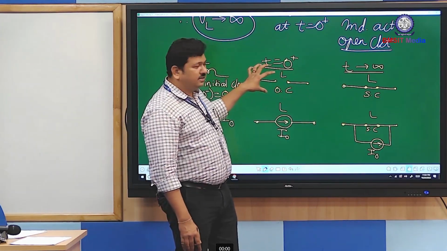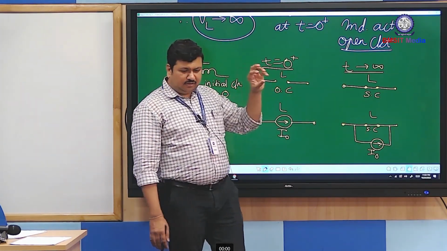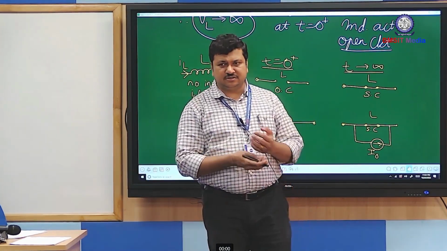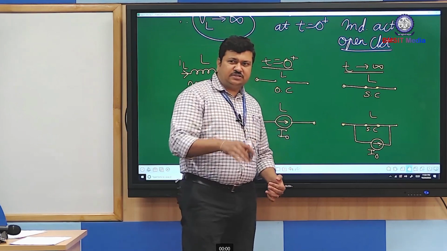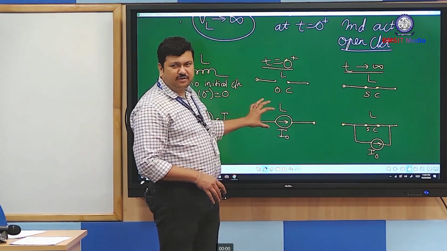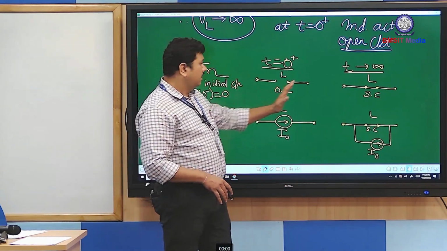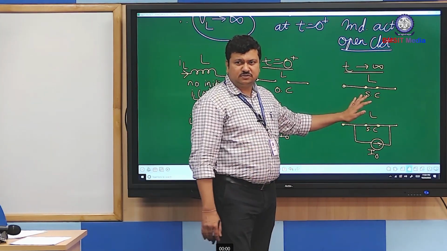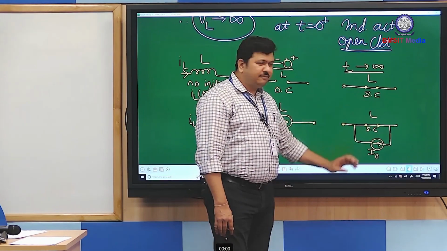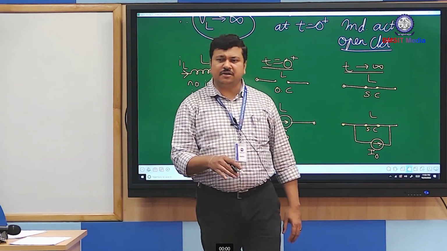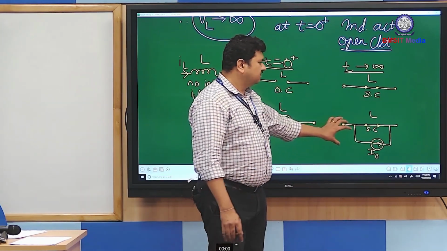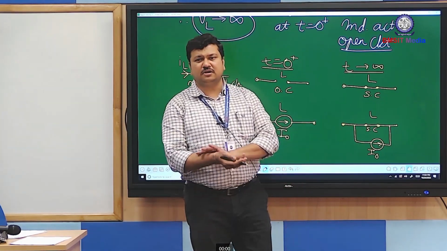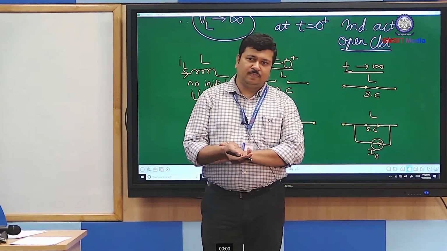So under transient condition, my inductor is behaving as open circuit with no initial condition, and if there is initial condition, the inductor is behaving as a current source. Under steady state, it is behaving as short circuit with no initial current, and it is behaving as a current source across short circuit under steady state condition. So this is the summary of behavior of inductance with respect to time.